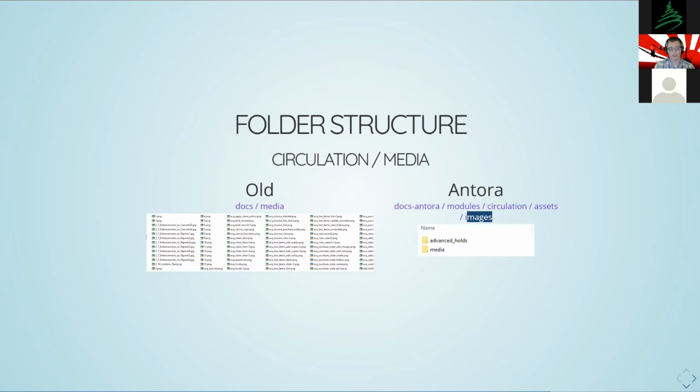On the left-hand side, we have the media directory, which is the closest thing I could find to compare to. So within every module in Antora, circulation, cataloging, they each have their own assets folder, which contains the images that really only apply to those pages. So you could probably guess that the 1,300 files are significantly reduced when you break it into each folder, into each module.